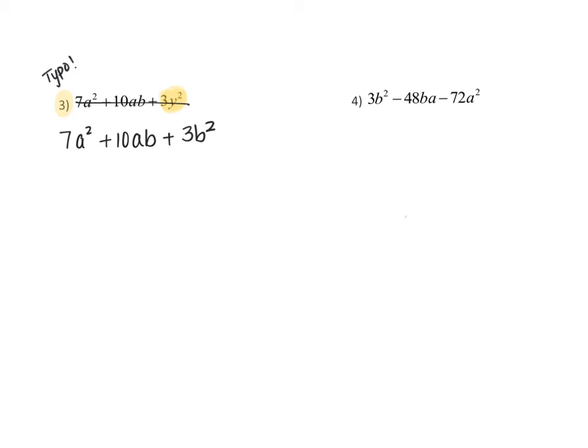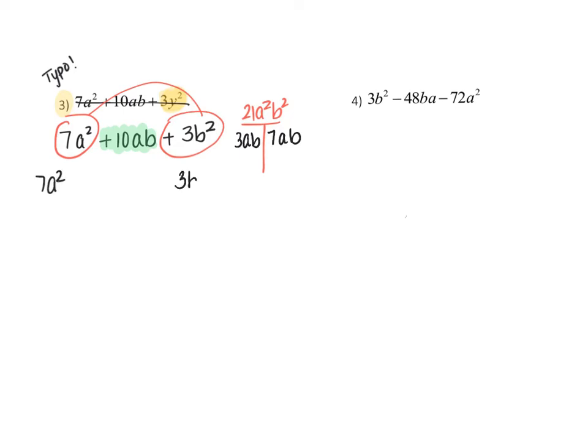Okay, so this is what you should have done. 7a squared times 3b squared. You multiply those together, and that's 21a squared b squared. And the factors of 21 that added to 10ab were 3ab and 7ab. So factor by grouping says I take the 7a squared and bring it down. I take the 3b squared and bring it down. And I fill the middle with the pair that added to the 10ab. So I do plus 3ab and then plus 7ab.